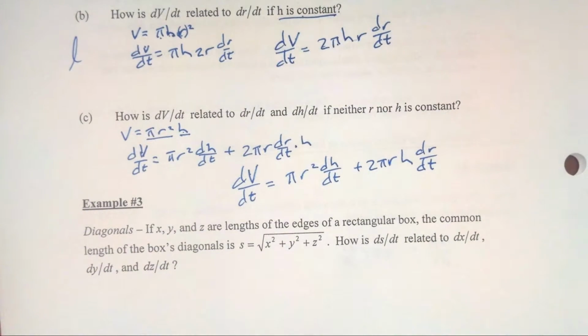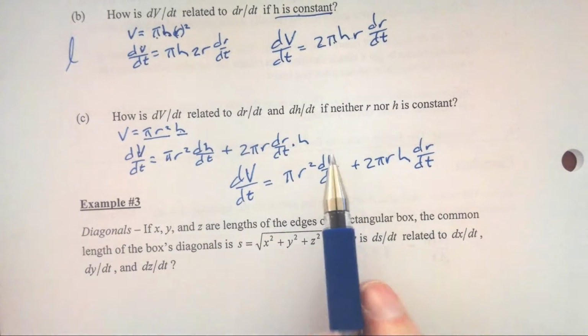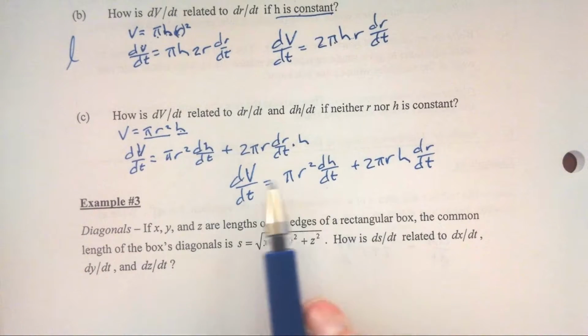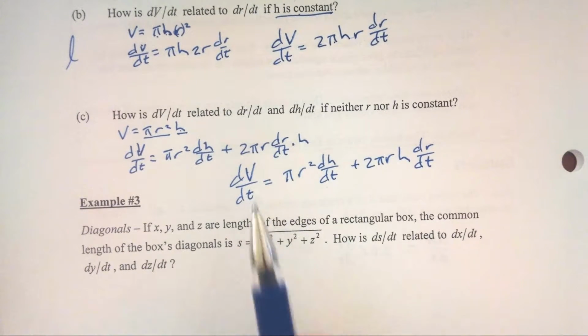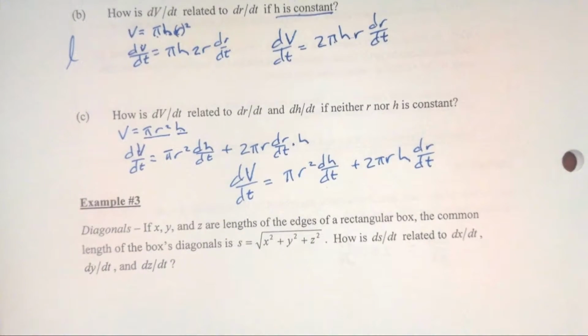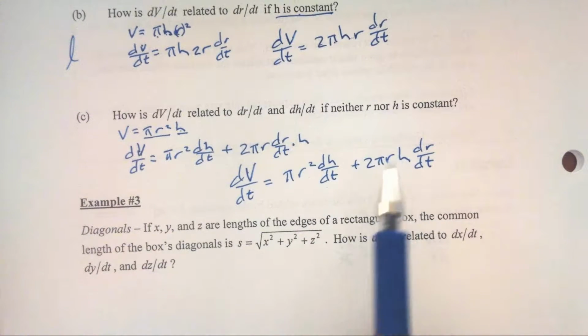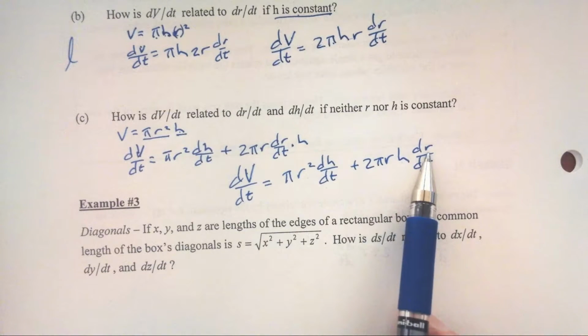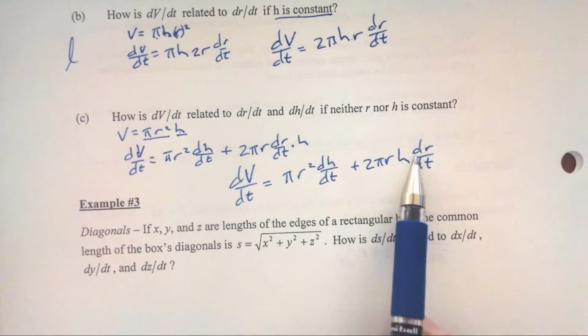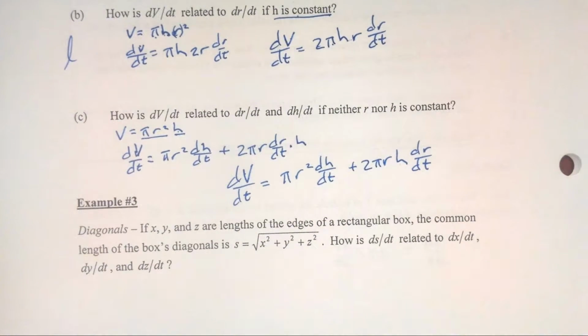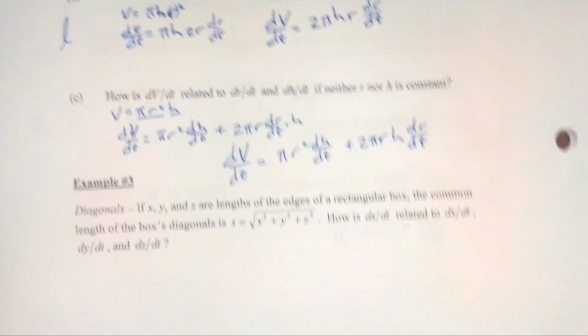Not too bad. Change of r with respect to time, change of height with respect to time, change of volume with respect to time. So at this stage, if I knew what the radius was, and I knew what the height was, and I knew how fast radius and height were changing, I could tell you how fast volume is changing. And that's where we're headed.